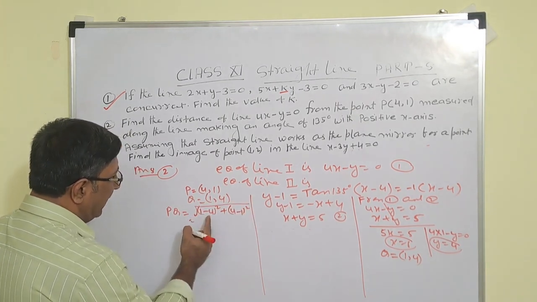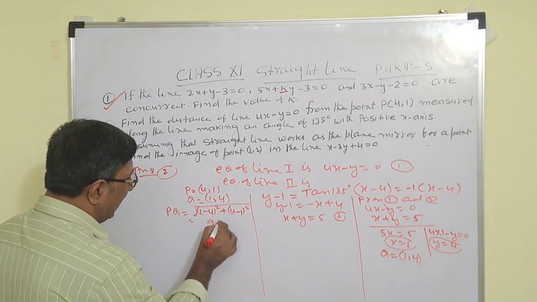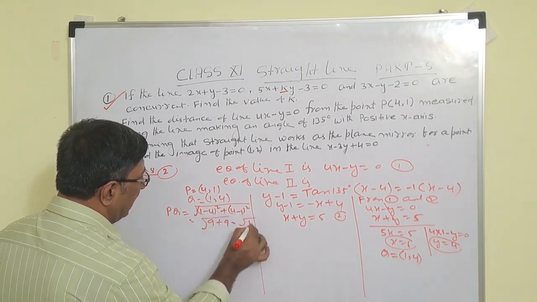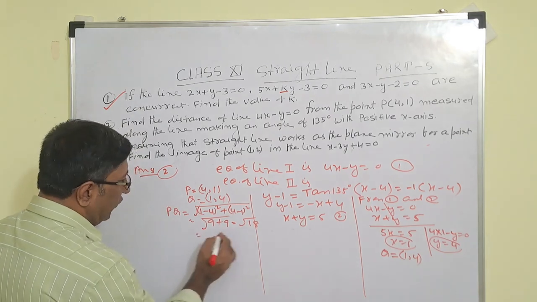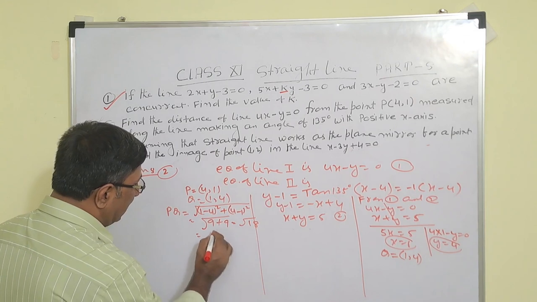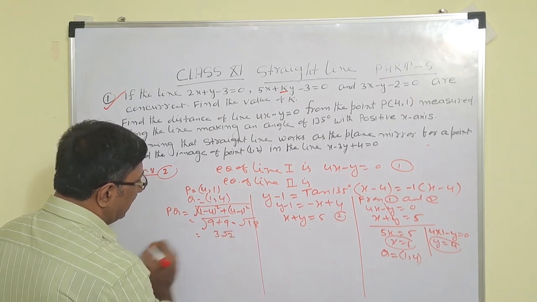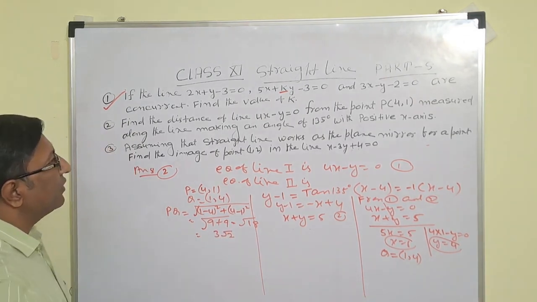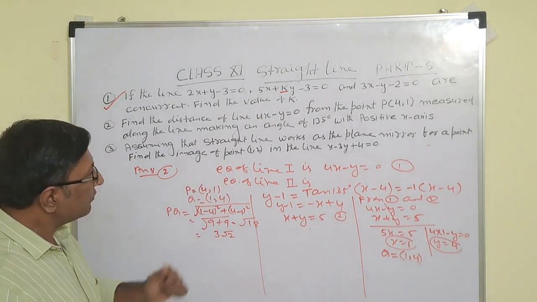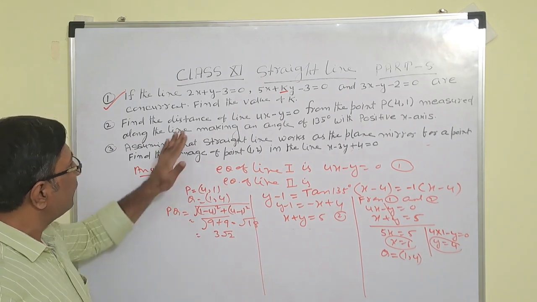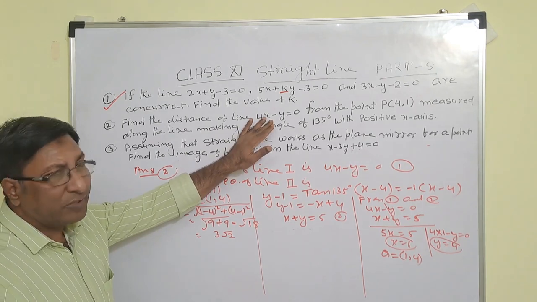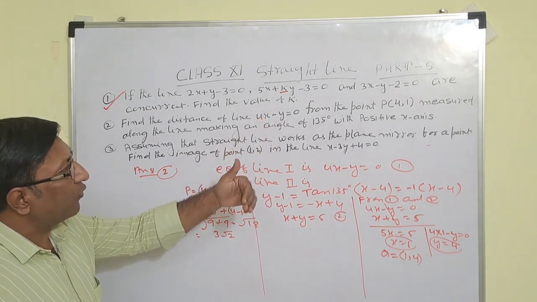So 1 minus 4 is minus 3, squared is 9. This is also 3 squared, 9. So this is root under 18, right? We know 18 is 9 into 2, and root 9 is 3. So my answer is 3 root 2. So the distance of point P from this line is 3 root 2. Okay. So again, listen to the question. Find the distance of the line 4x minus y equal to 0 from the point (4, 1).